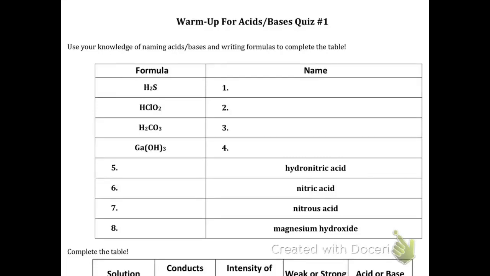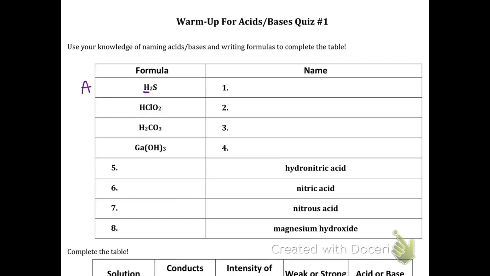This is the warm-up for the first acid and base quiz. We're going to first start with the nomenclature of naming acids and bases, going backwards and forwards. Okay, so what you first want to do in this top section is identify which one's an acid and which one's a base. So here, the first one, there's an H in the front, so we know it's an acid.